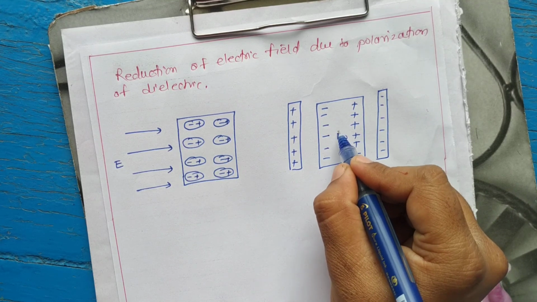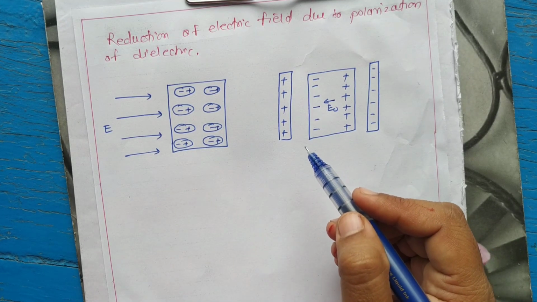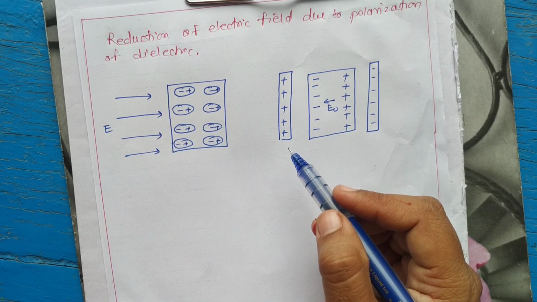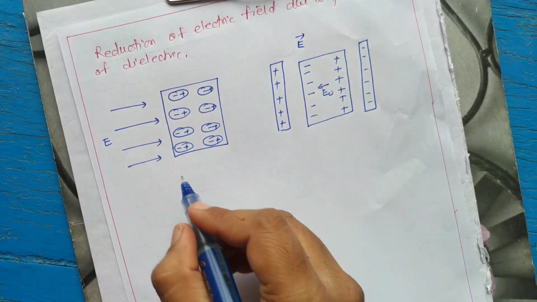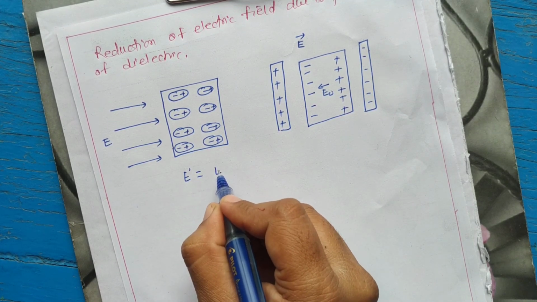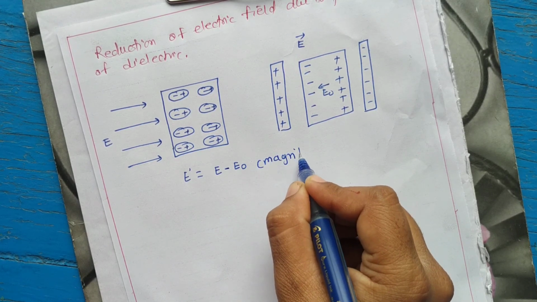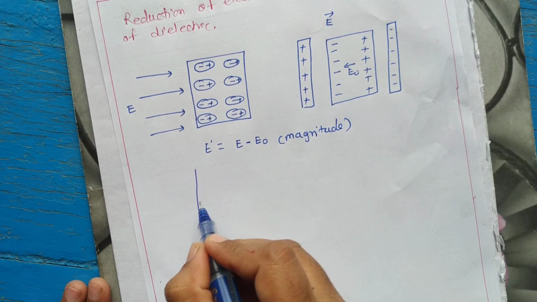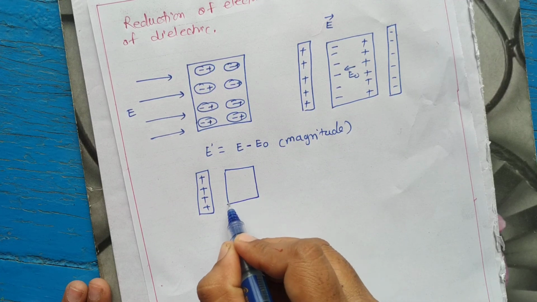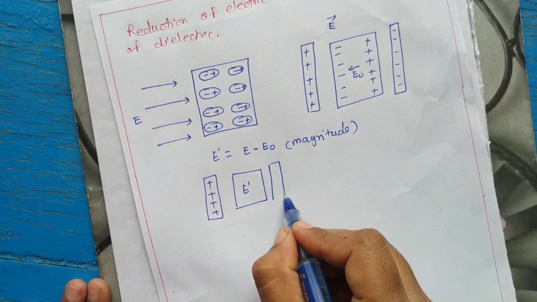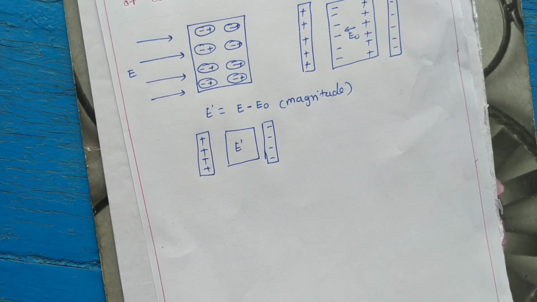That means here an electric field is present, that is E0, and this electric field is called an induced electric field or polarization field. This E0 will oppose the external electric field. The net electric field is given by E dash equal to E minus E0, in magnitude. Then we get a structure like this: this is the positive plate, this is the net electric field, this is the negative plate. This induced dipole moment disappears when the field is removed.